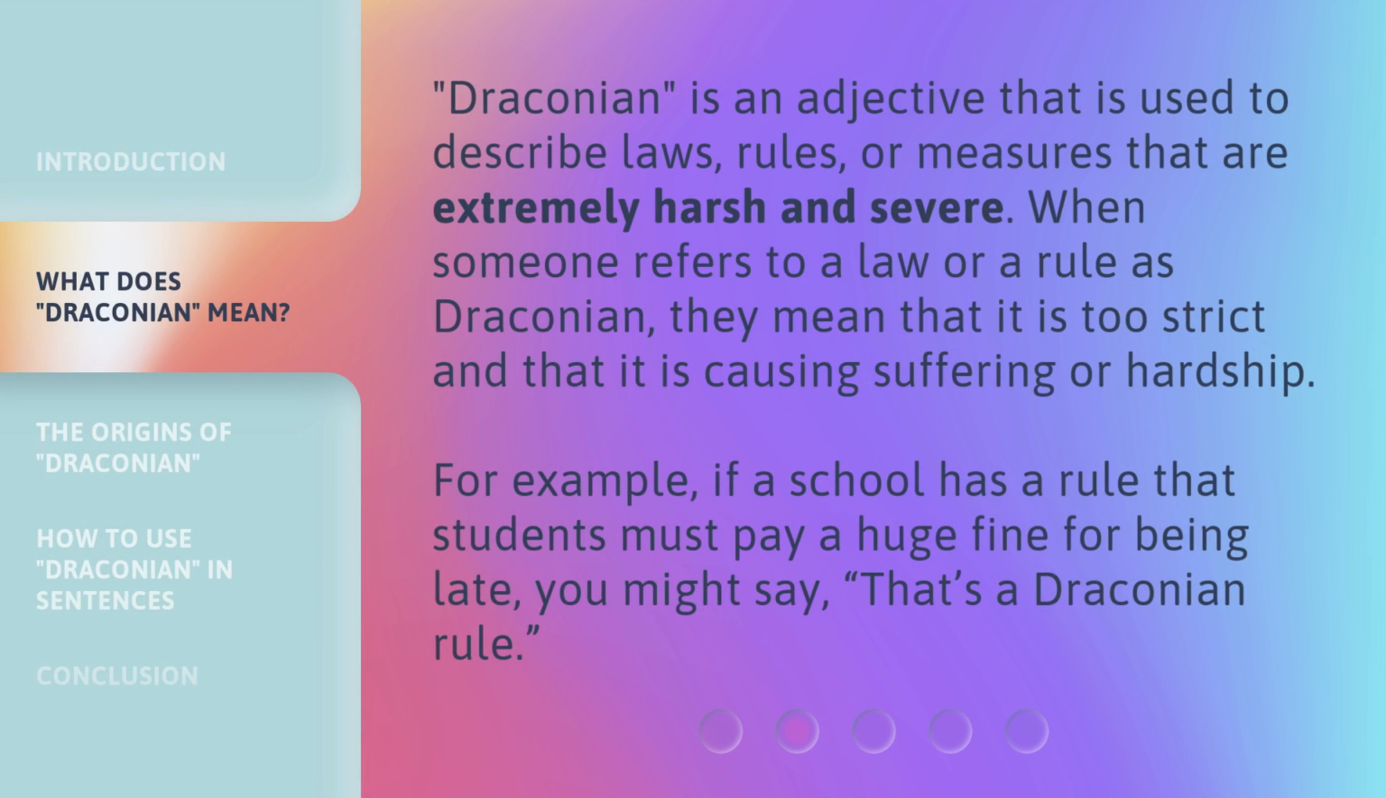Draconian is an adjective that is used to describe laws, rules, or measures that are extremely harsh and severe. When someone refers to a law or a rule as draconian, they mean that it is too strict and that it is causing suffering or hardship. For example, if a school has a rule that students must pay a huge fine for being late, you might say, "That's a draconian rule."